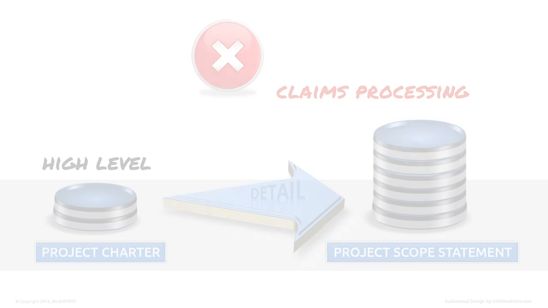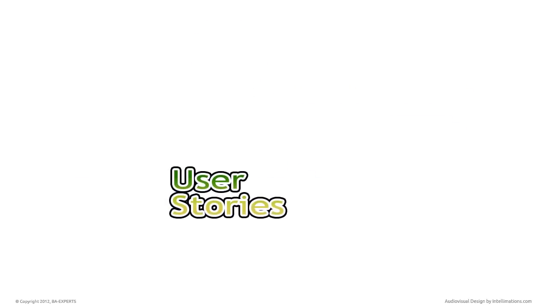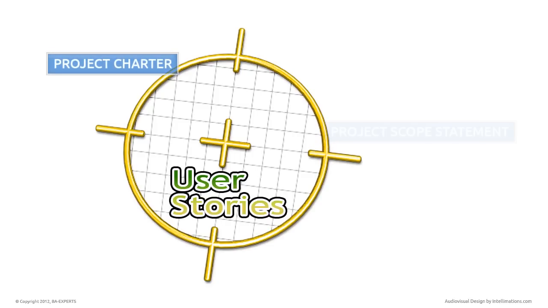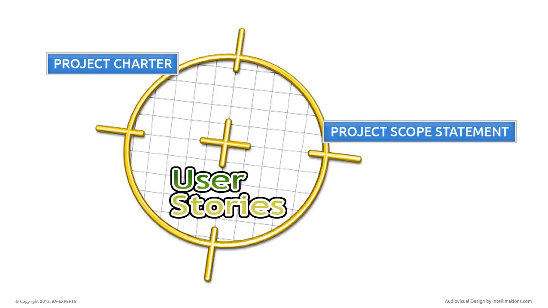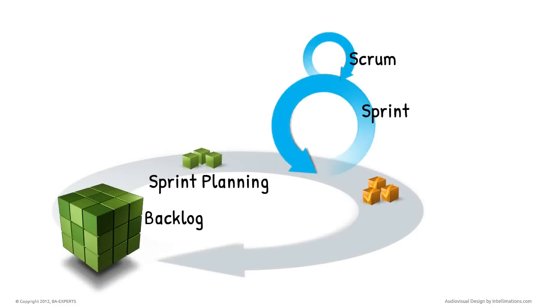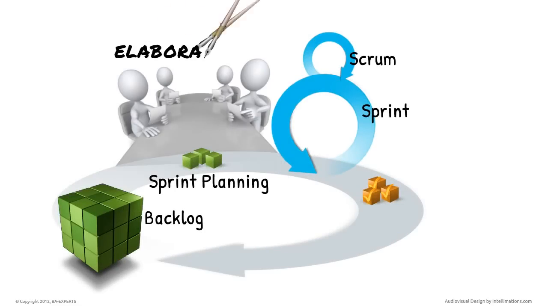The user stories you write have to fit pretty much entirely inside the boundaries that the project charter or scope statement define to be relevant to the project. In an Agile environment, the Agile team will ask you to elaborate the story when they are ready to start coding, which could be in a couple of months.